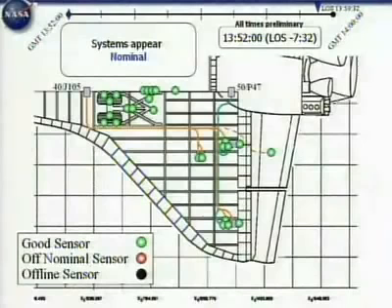Everything in green is a good sensor functioning nominally. An off-nominal sensor is going to show up as red, and then a sensor that just quits working, as we have talked about, goes off scale low or off scale high, and is going to show up as black as we step through this sequence. So here we are at 13:52 or 7:52 a.m. Central Standard Time, approximately 7 minutes prior to the loss of signal, where we lost communication and data from the vehicle and the crew. Let's go to the next slide.